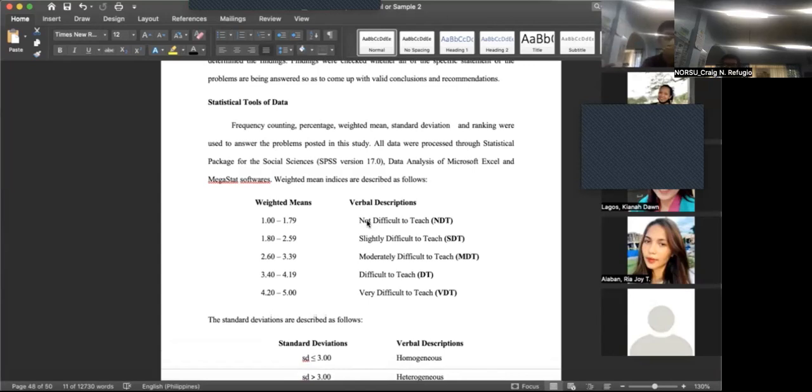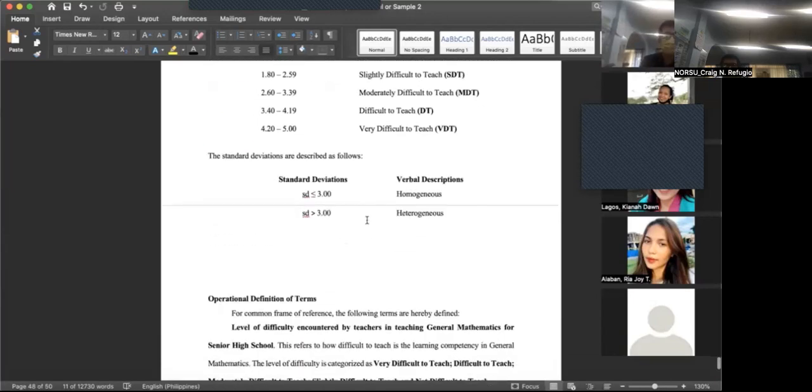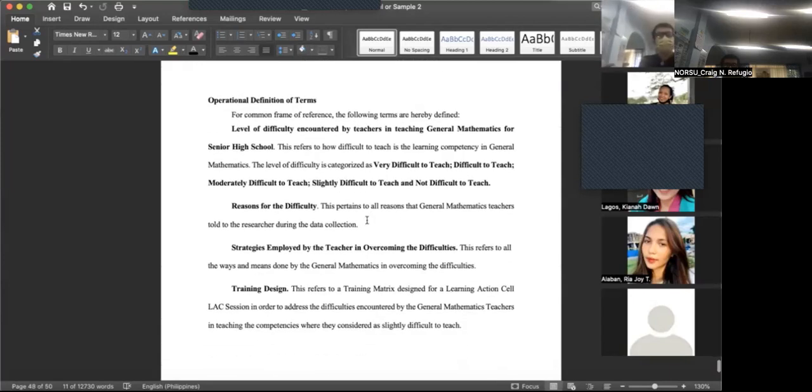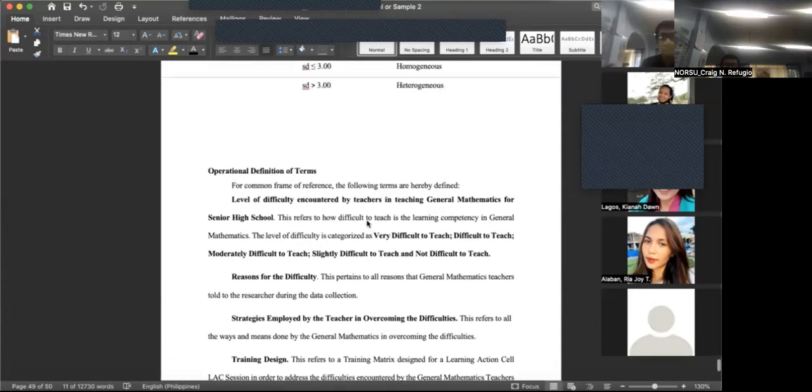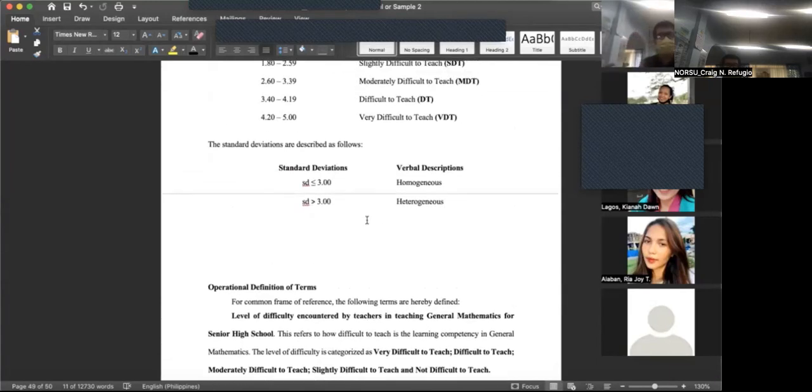So is that clear to everyone? Yes, sir. Okay. Then we have operational definition of terms. Now take note in the operational definition of terms that only the terms found in the statement of the problem should be defined. Only the terms found in the statement of the problem should be defined.